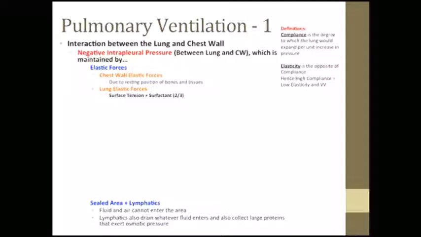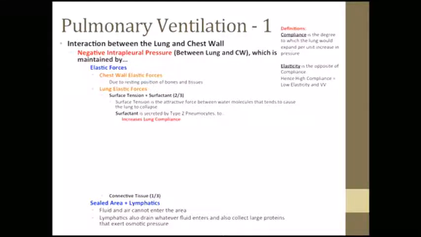And so I'll just elaborate more on the lung elastic forces. You have elastic forces due to the interaction between surface tension and surfactant. You also have contributions due to connective tissue, things like your elastin and all the connective tissue inside the lung. Connective tissue makes up 1/3 of the total elastic forces, and the interaction between surface tension and surfactant produces 2/3 of lung elastic forces. Surface tension is the attractive force between water molecules. Water molecules like to attract each other, and when they pull too much, they cause your lung to collapse. So we need surfactant, which is secreted by type 2 pneumocytes, to do a few things. First and foremost, we need to increase lung compliance.